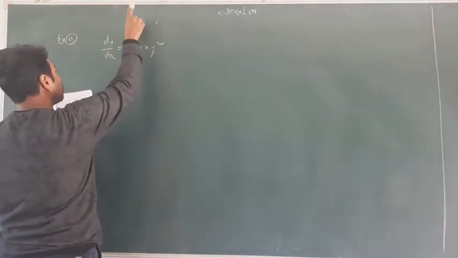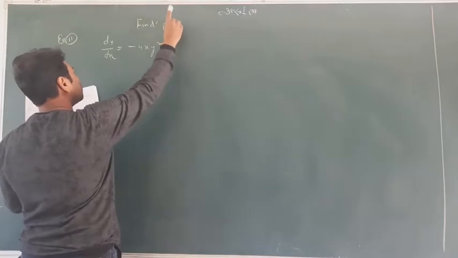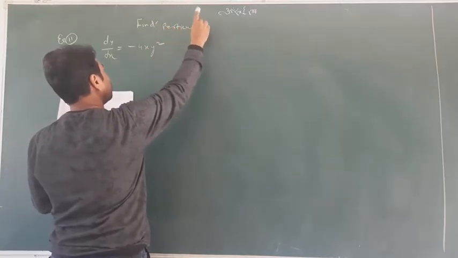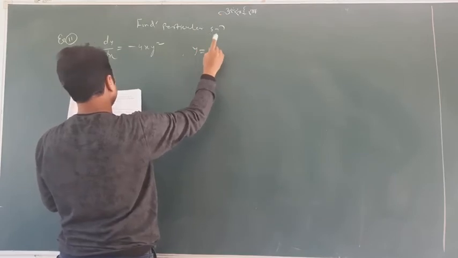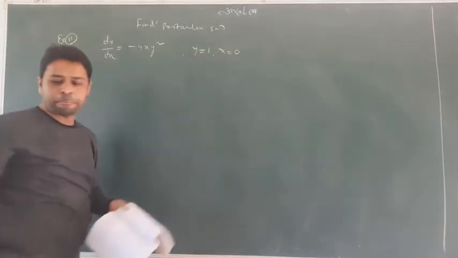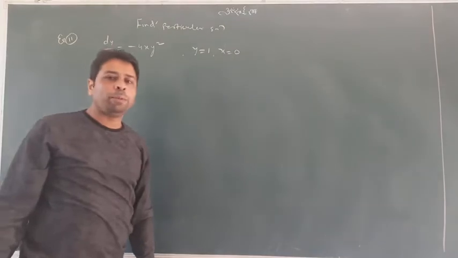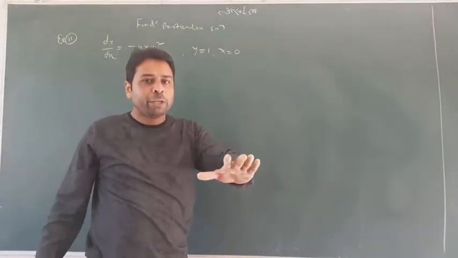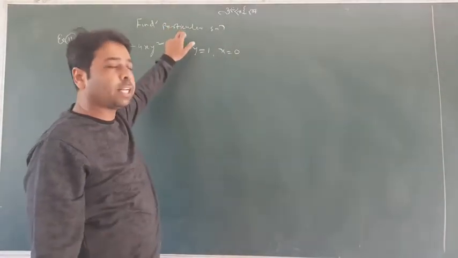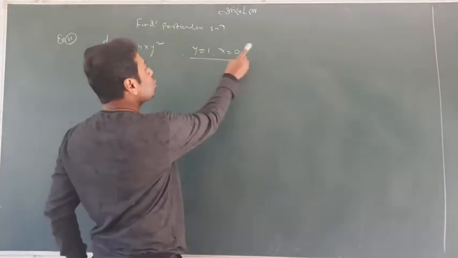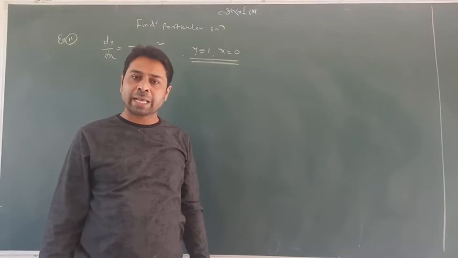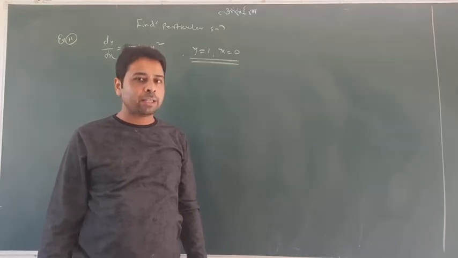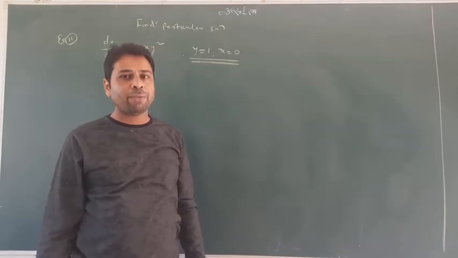Very good thing. Find the particular solution where y equal to 1, x equal to 0. Before starting the problem, I would simply tell you, whenever you are told to find the particular solution, this situation will be given. The value of x and the value of y will be given.